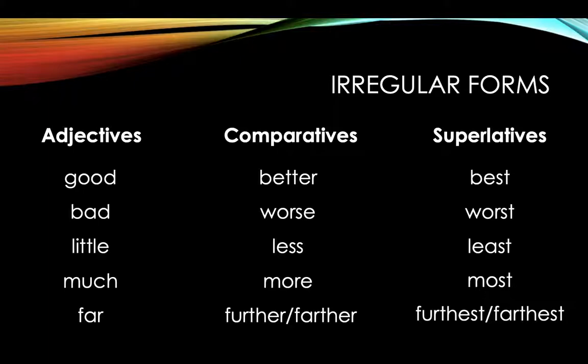Far becomes further or farther, and furthest and farthest. We'll discuss these two more in depth because it is a little complicated, and these are even forms that English native speakers have trouble with. But just know that further and farther and furthest and farthest are the comparative and superlative for far. So that's just 5 that I really want you to learn. You're going to need to remember them because they are irregular, but we use them the most.